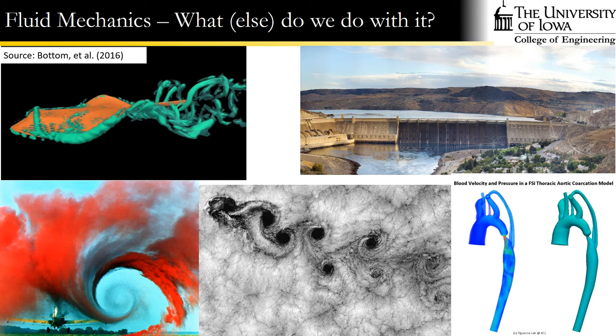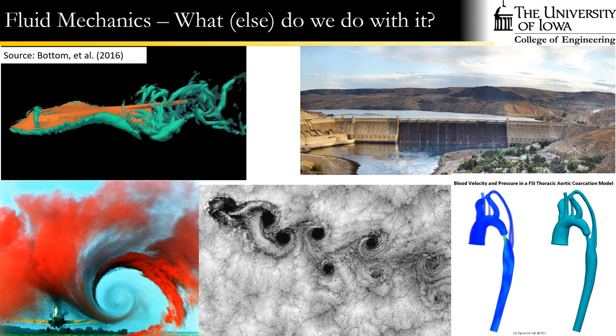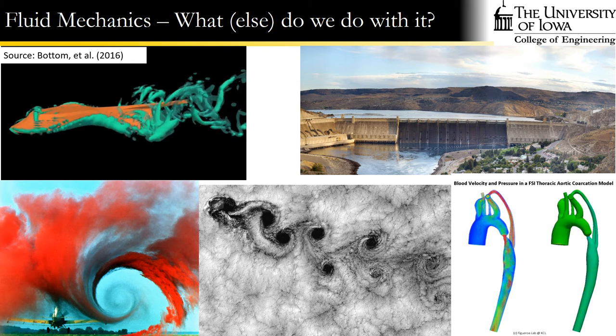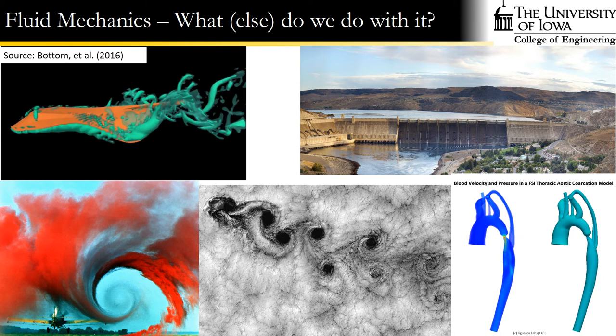To von Karman vortex generation, this is the pattern of clouds as it flows around a mountain peak. And this alternating swirling motion is something that we see in nature all the time, called a von Karman vortex street. And then finally, biomedical engineering.